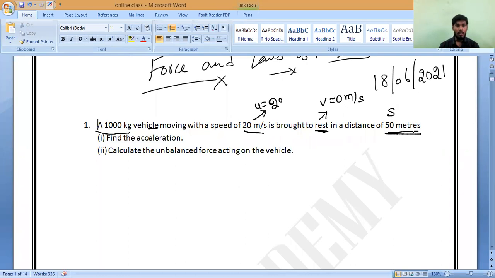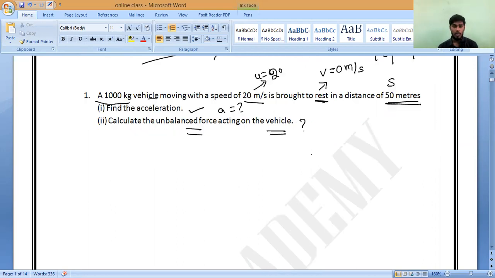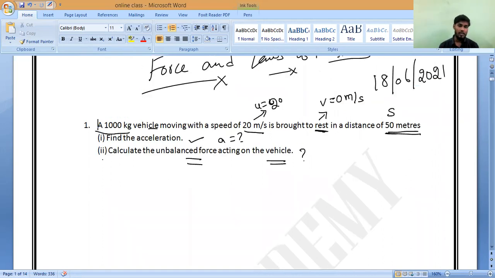So they are asking to find the acceleration, and as well as calculate the unbalanced force acting on the vehicle. Is it yes or no? Now you see, acceleration means what is the formula? Acceleration we have to calculate, and they are also asking to calculate the unbalanced force acting on the vehicle. So now, can you say how we need to calculate? If you want to calculate acceleration first, let us take Roman number 1.